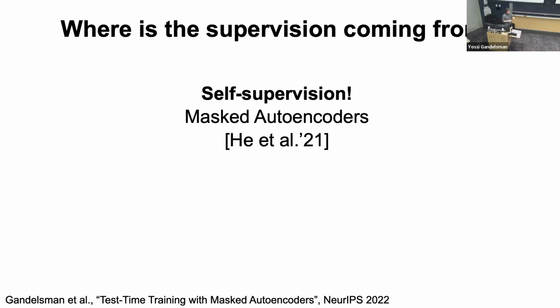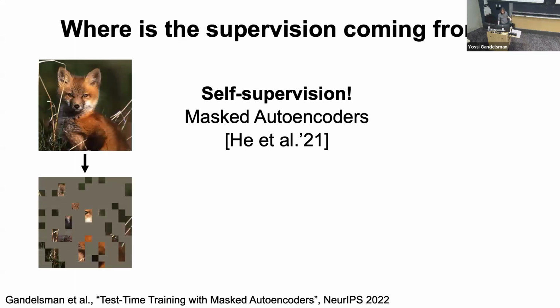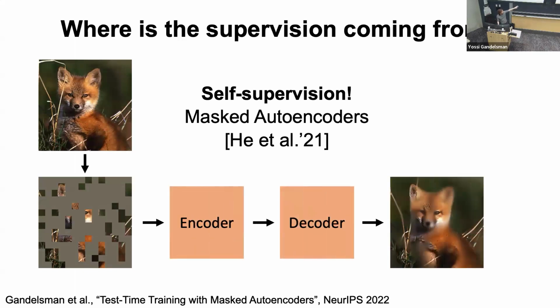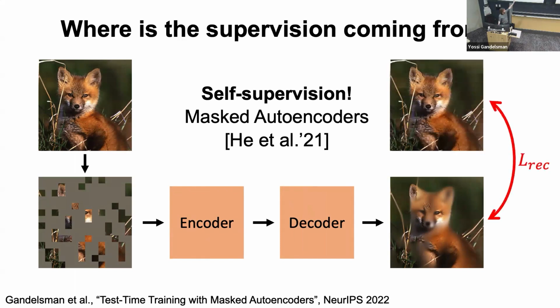Specifically, what we use is this idea of masked autoencoding. What is masked autoencoding? It's a very simple technique. Take your input image, remove patches from the image, and train a model to reconstruct it back from the missing patches. L2 loss on the pixel space from the masked input to the output.